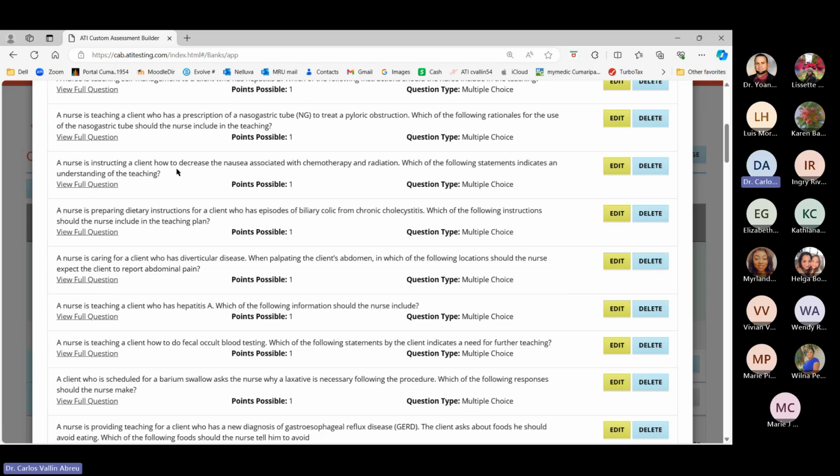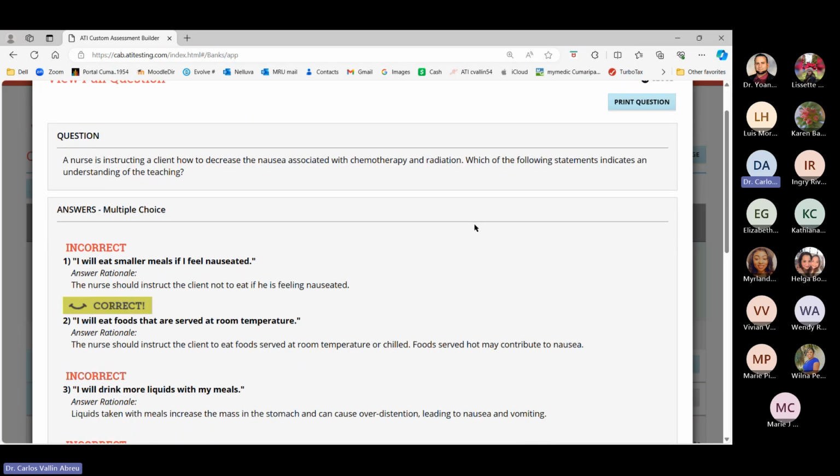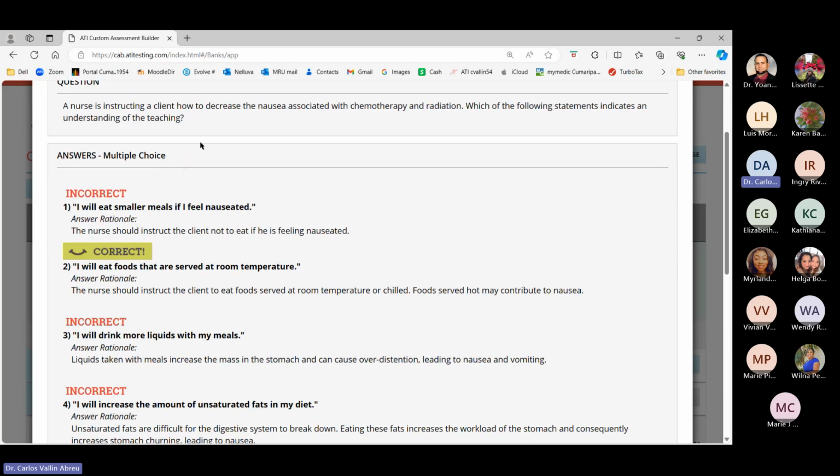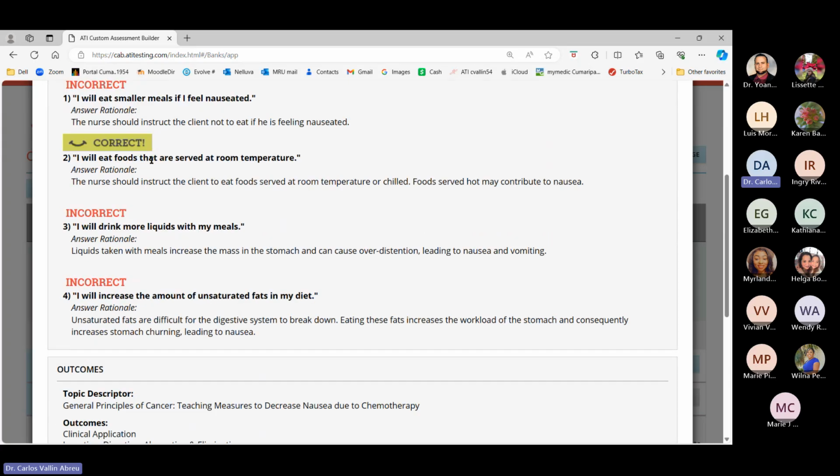A nurse is instructing a client how to decrease the nausea associated with chemotherapy and radiation. Which of the following statements indicates understanding of the teaching? I will eat smaller meals if I feel nauseated. I will eat foods that are served at room temperature.